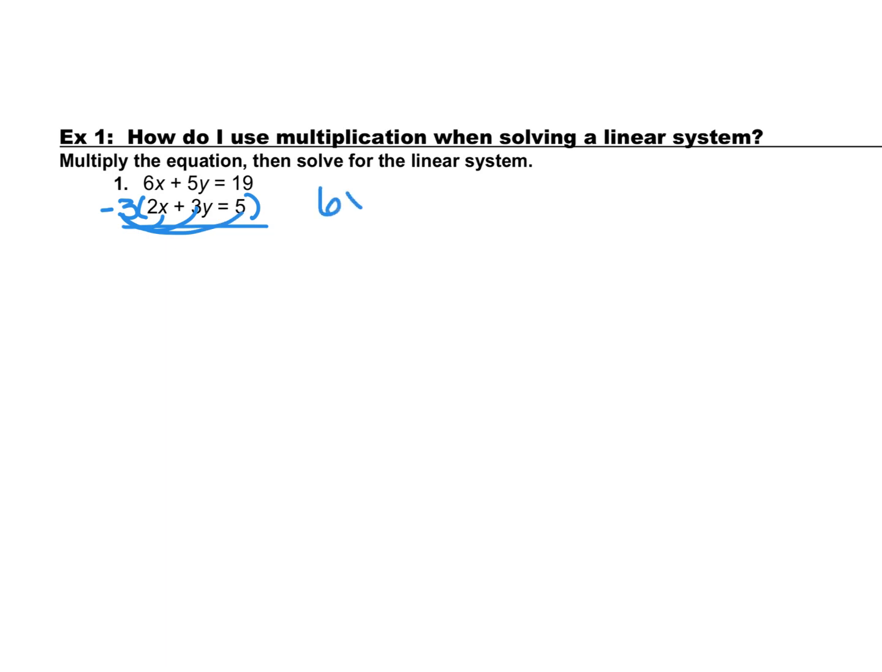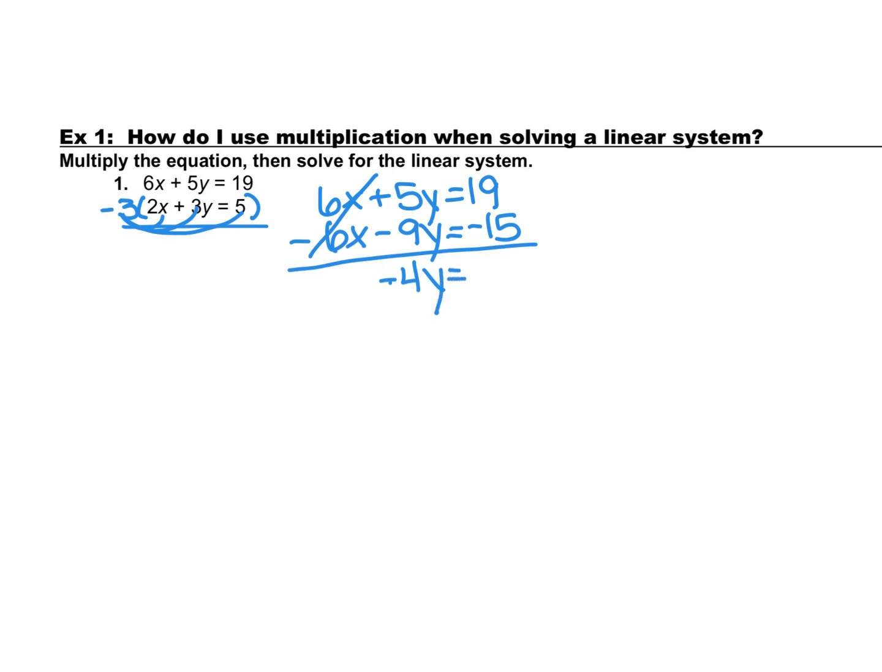So I'm going to rewrite 6x plus 5y is equal to 19. And then I'm going to have negative 6x minus 9y is equal to negative 15. Now notice that you can cancel out the x's, and so then we'll solve for y and then plug it back in to solve for x. So 5y plus negative 9y is negative 4y is equal to positive 4. I'm going to divide by the negative 4, and y is equal to negative 1.